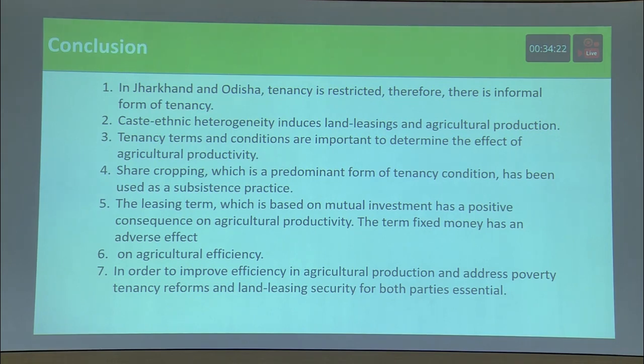Sharecropping, which is the predominant form of tenancy condition, has been used as a subsistence practice. So now, in order to make it more productive and efficient, we have to take care of relaxing leasing terms and conditions, but with a caveat. And then, in order to improve efficiency in agricultural production, addressing poverty, tenancy reforms, and land leasing security are essential for both parties, because there is a high perception of insecurity even from the owners. So these things have to be taken care of, and this is what I have from my end. Thank you very much.